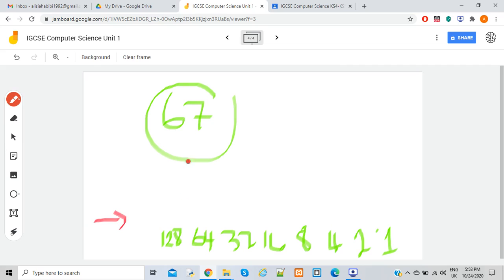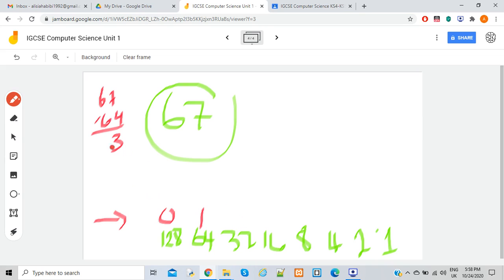compare them. So 128 is bigger than 67, so that's going to be a no. 64 is actually smaller, so that's going to be a yes. It is possible because it's smaller than 67. So when you subtract 64 from 67, you are left with a remainder of 3. So that's why we said yes, because it was smaller. So we still have to keep going until we don't have a remainder.